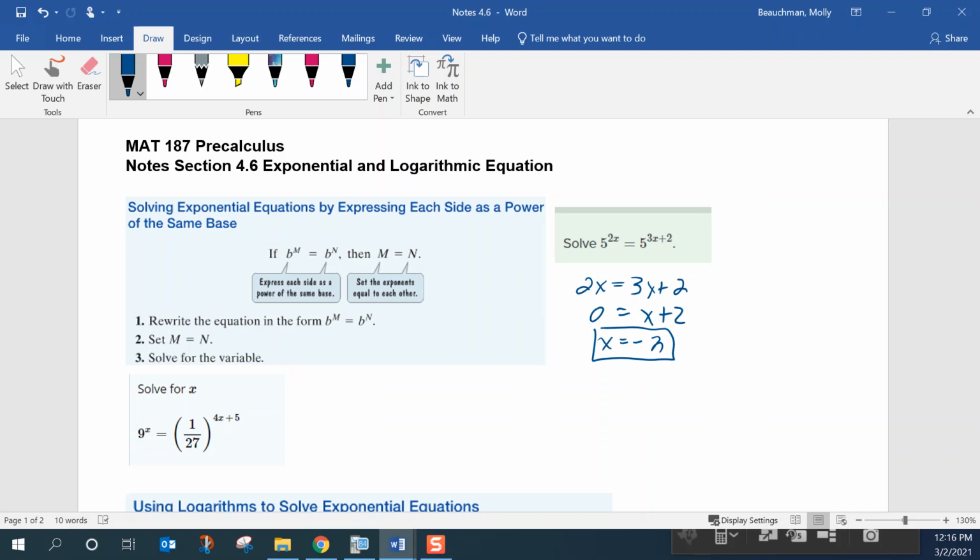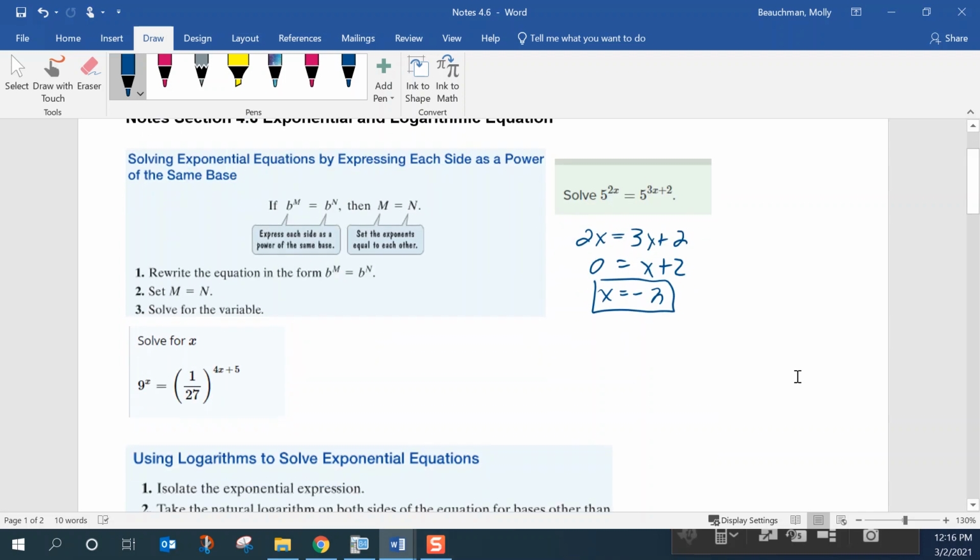The next example, the bases are not the same, so we have to rewrite so that they're the same base, if possible. So the left-hand side of the equation has 9 to the power of x, and the right-hand side has 1/27 to the power of 4x plus 5. 9 and 1/27 can both be written as a power of 3.